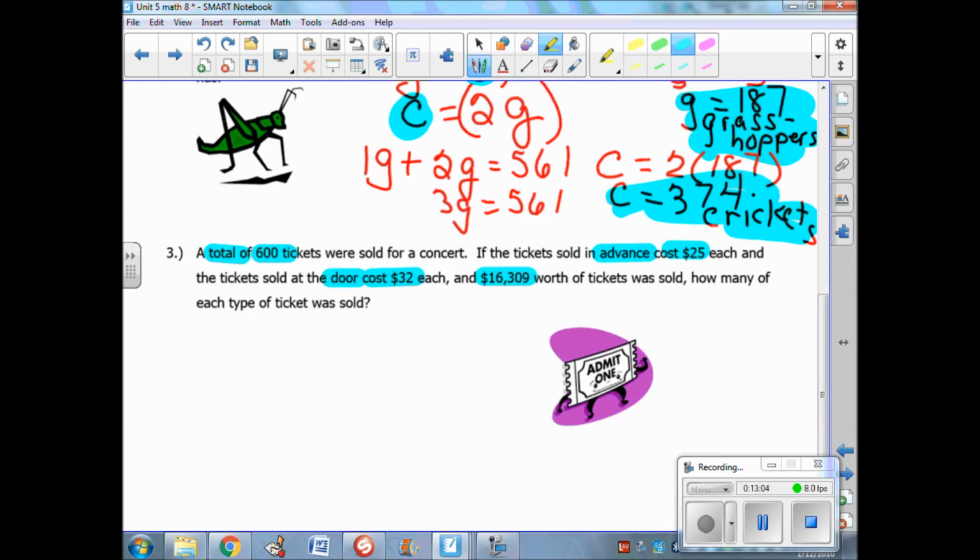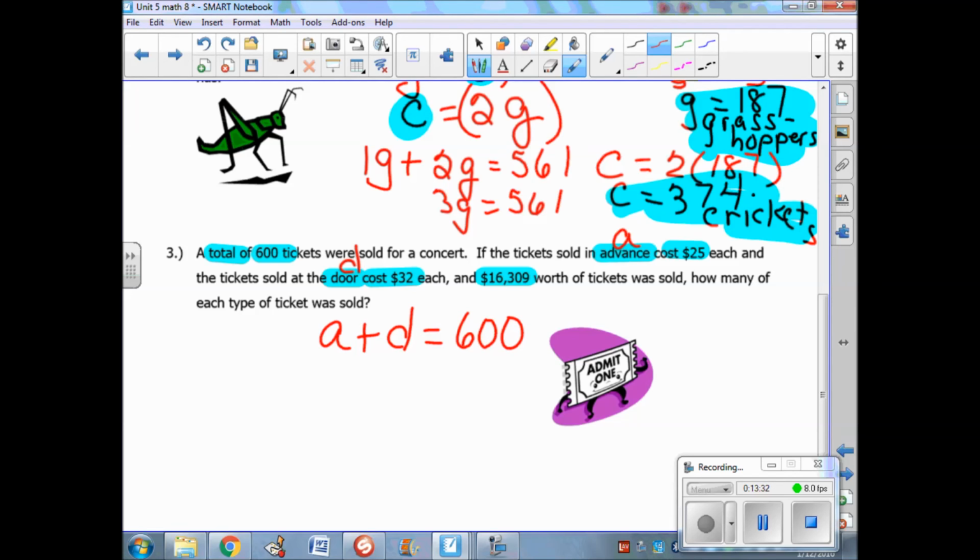So what two types of tickets do we have? We have advance tickets, we'll call that A, and we have at the door tickets, and we'll call that D. How many total tickets were sold? 600. That's total. So advanced plus at the door equals the total tickets.